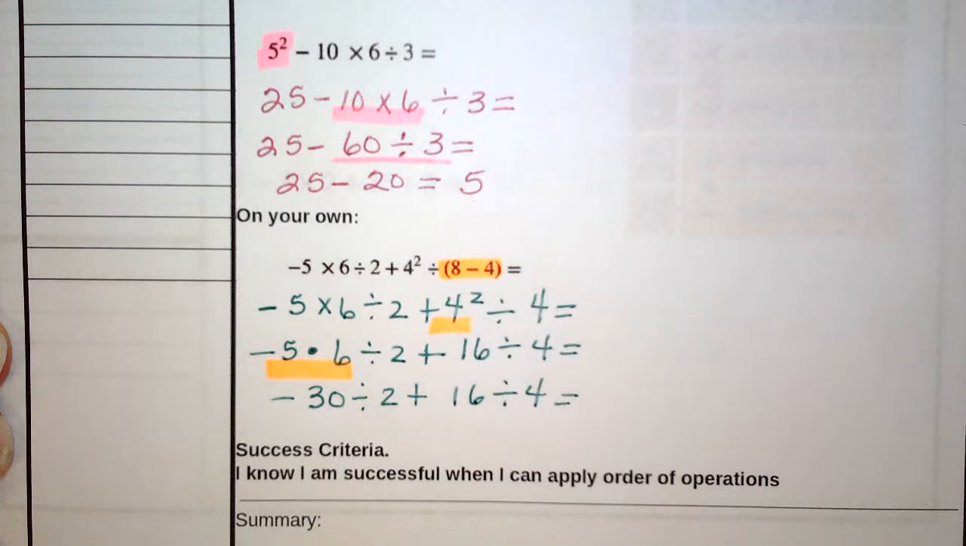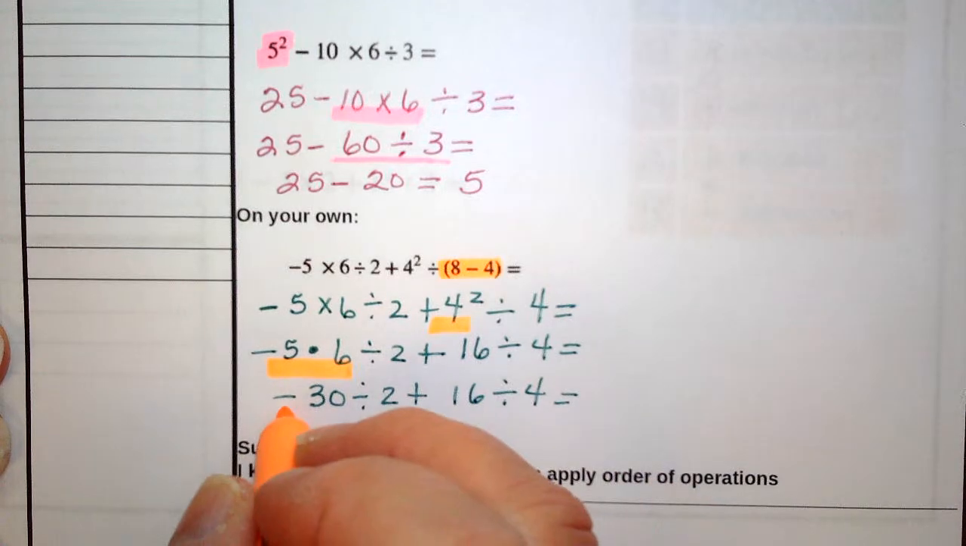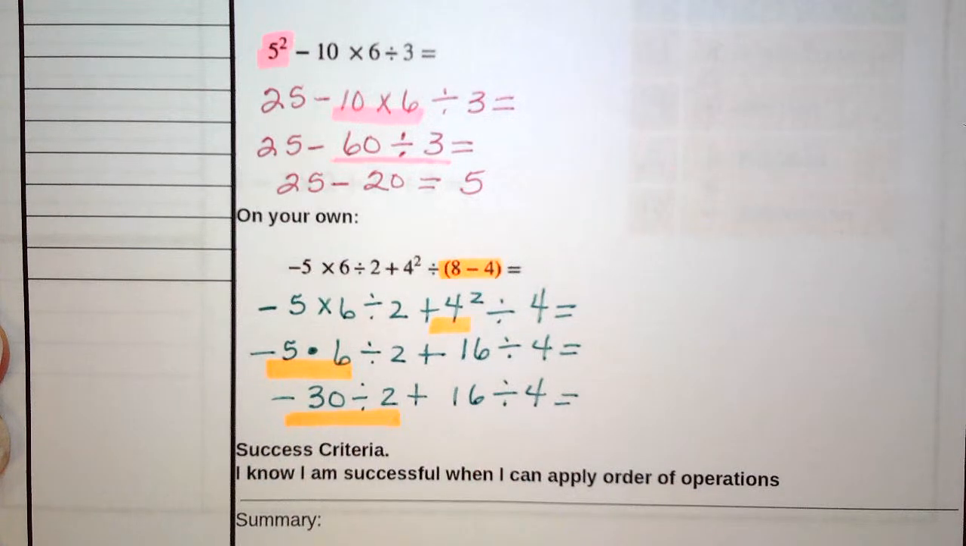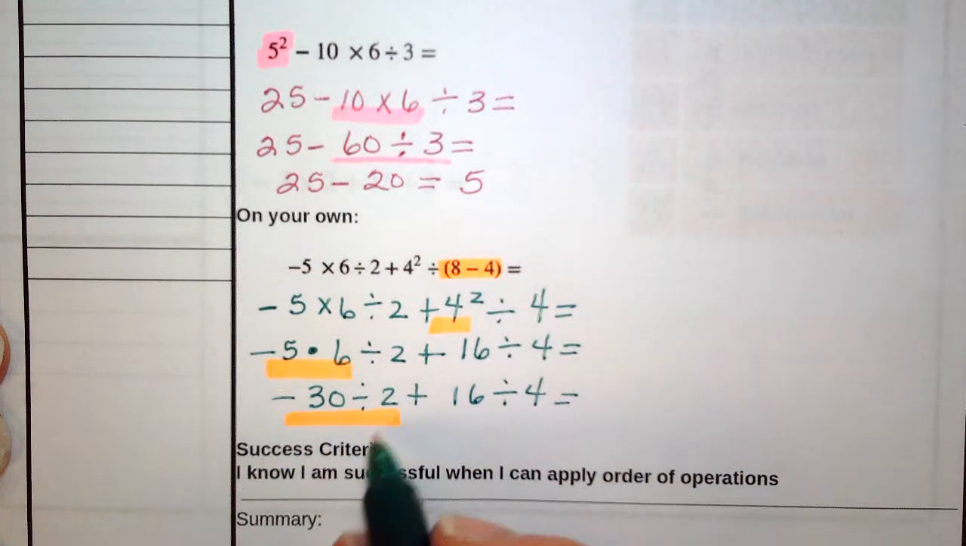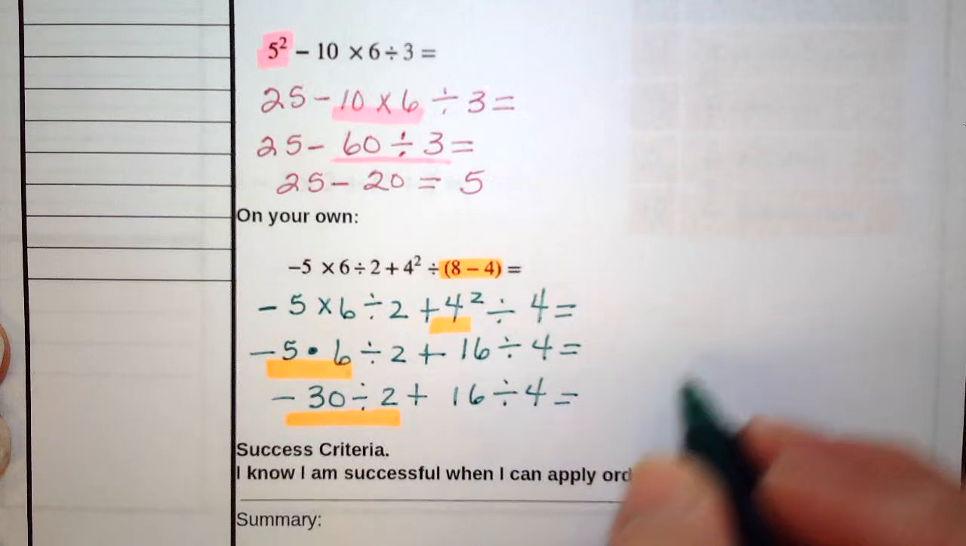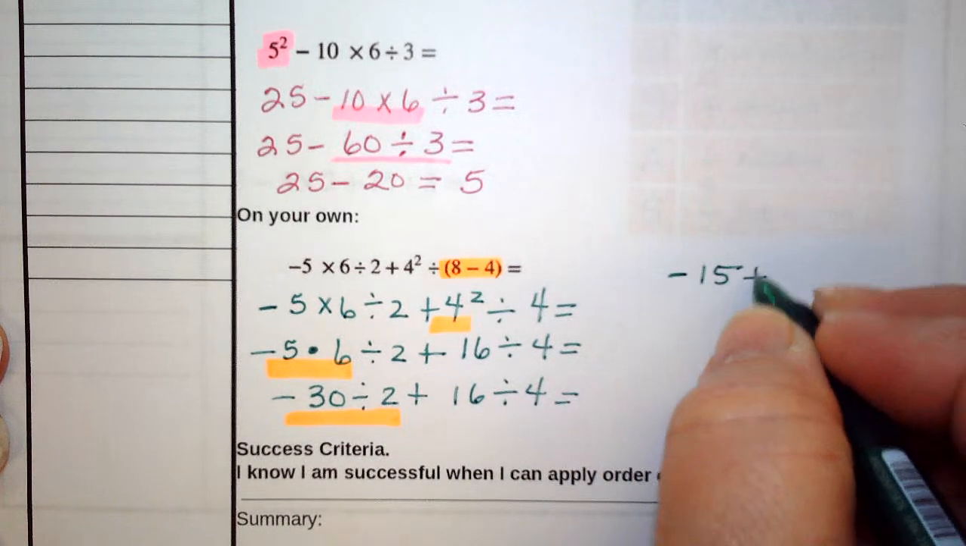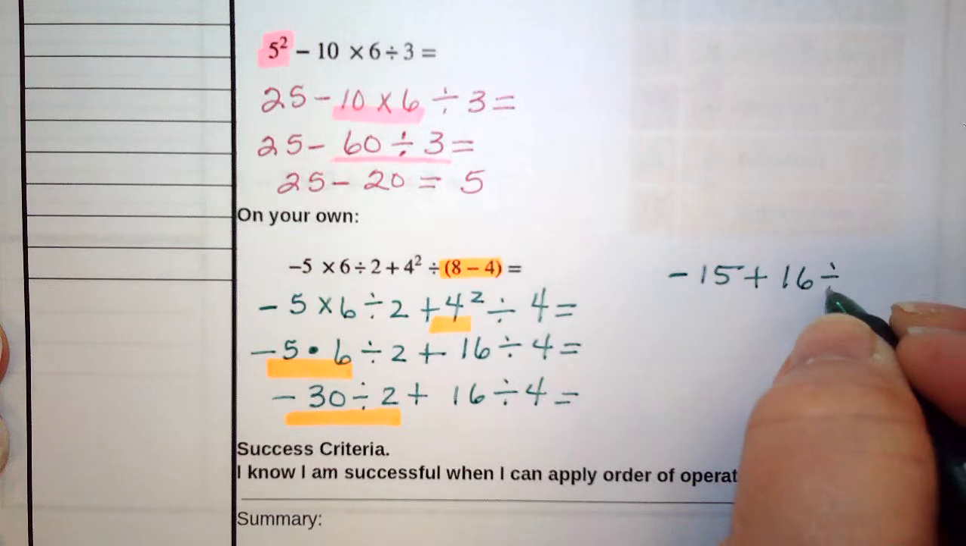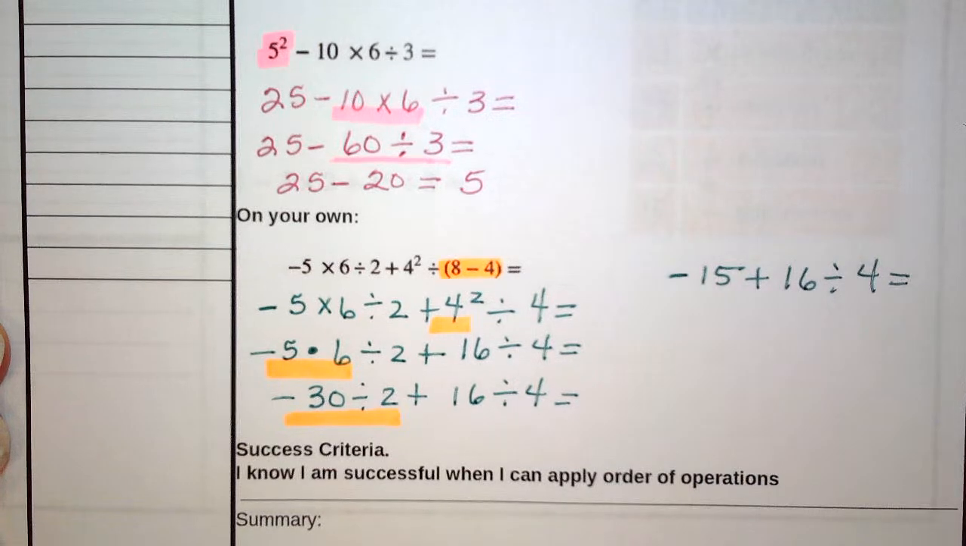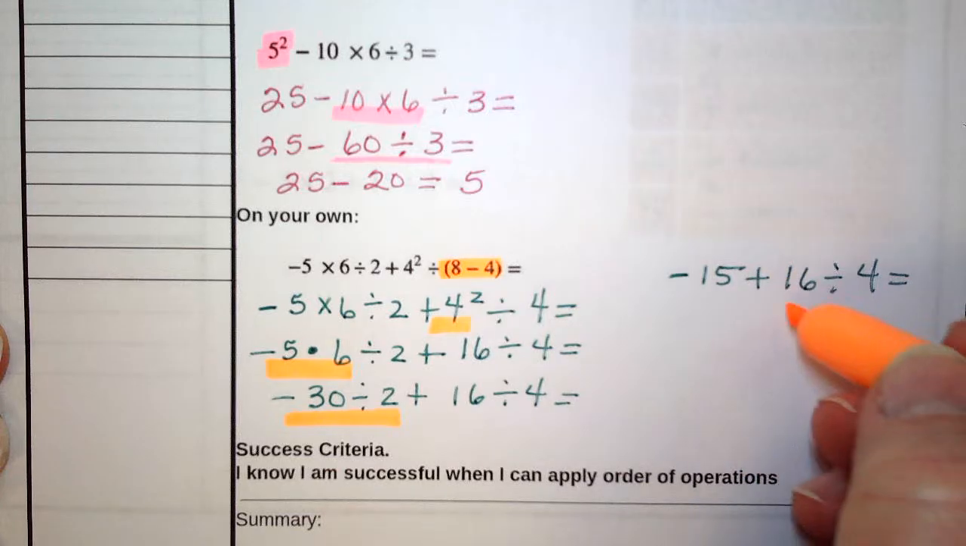Do I have any more multiplication or division? Well, yeah, I've got both. I do it in the order I see it. Negative 30 divided by 2 is negative 15. Plus 16 divided by 4 equals. Any more multiplication or division? Yep.